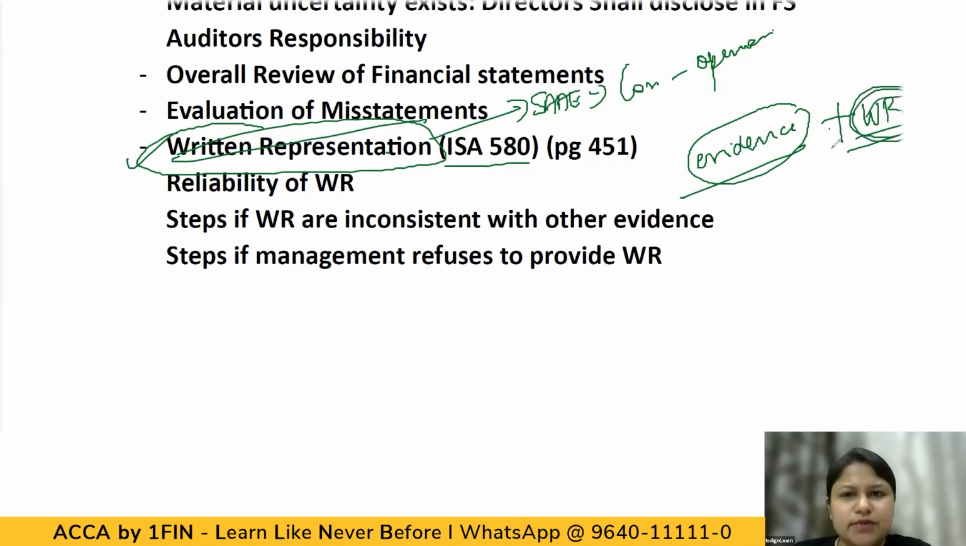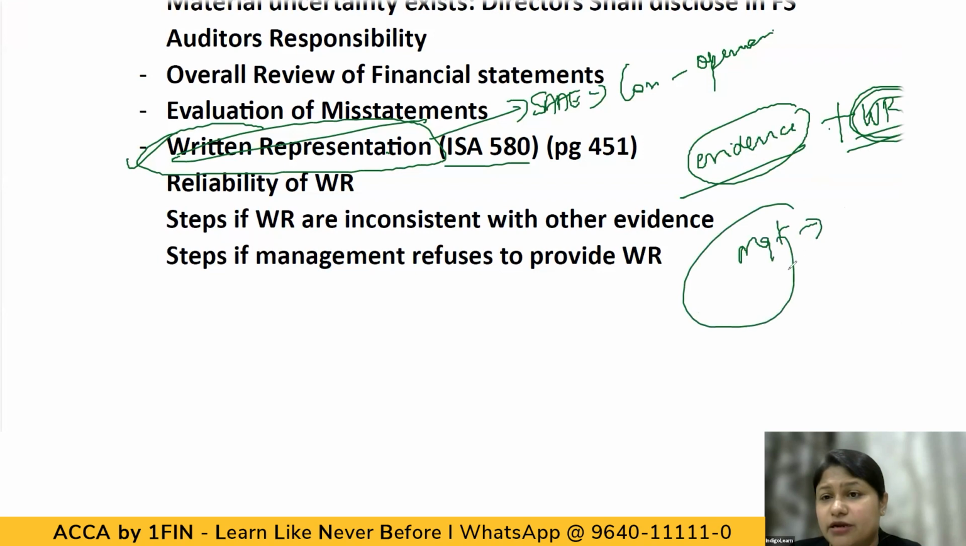There cannot be a possibility that you say we have done the audit by obtaining written representation from the management. Understand, it is management. They have prepared the financial statement. So obviously, whatever written representation they give, how much are you going to rely on it? It is going to be supporting evidence only. You cannot call it a complete audit evidence. So written representation by itself will never be sufficient appropriate audit evidence.